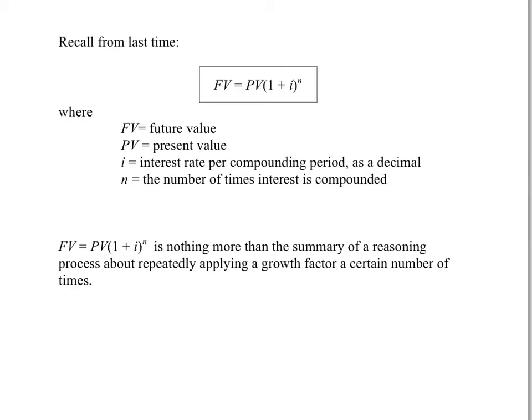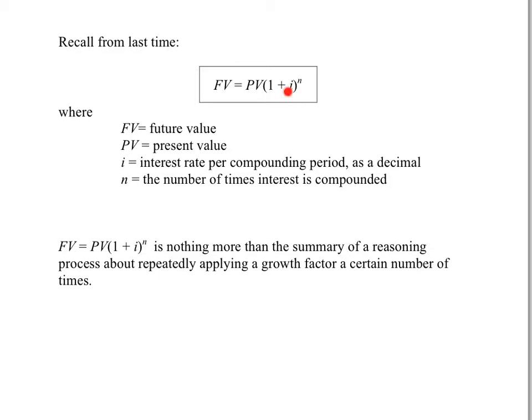Recall from last time the compound interest formula. Future value equals present value times 1 plus interest rate to the nth power, where FV, future value, is what a sum of money or a population, whatever quantity we're talking about, will grow into. Present value is what it is now, where it starts out.